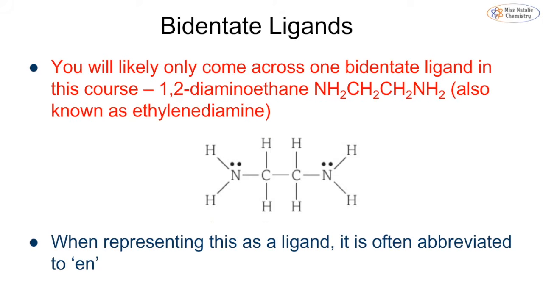So the bidentate ligand is 1,2-diaminoethane. So you can see here the structure is we've got the ethane, but instead of the hydrogens at the end, we've added NH2 groups. And that NH2 contains the lone pair on the nitrogen, and that's what can form the dative bond. But because we have two of them, each of these can form a dative bond to the same transition metal. So it is bonding in two separate places. And when we represent this as a ligand, we generally abbreviate it to EN. So rather than writing out 1,2-diaminoethane every time, we'll simply just write EN.